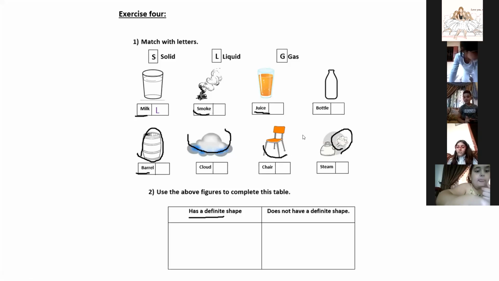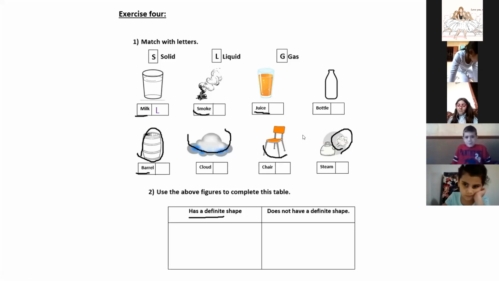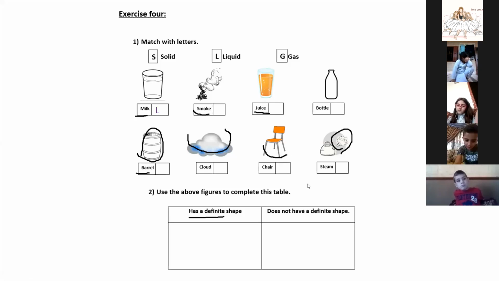The second one, Rahim, what can you see? We can see smoke, right? Is it solid, liquid, or gas? Gas. Excellent. Thank you.